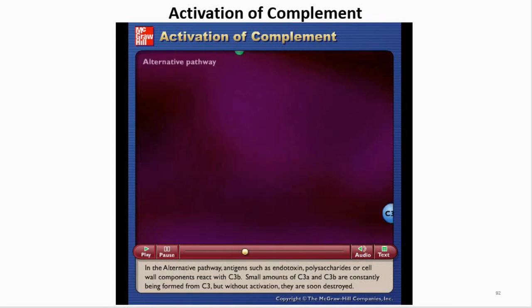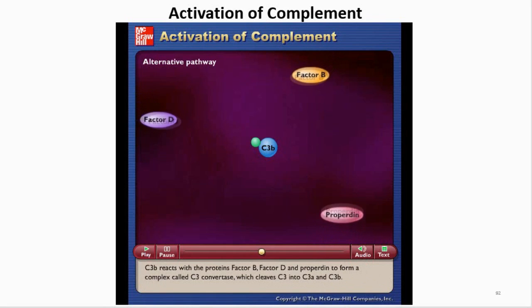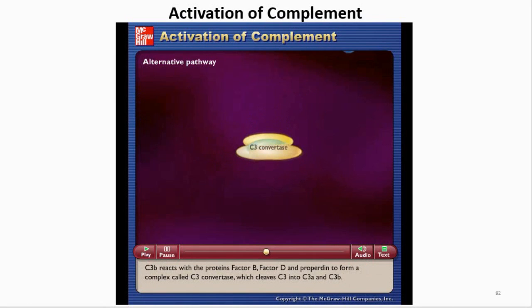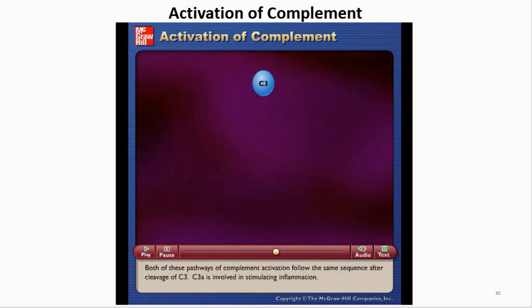In the alternative pathway, antigens such as endotoxin, polysaccharides, or cell wall components react with C3b. Small amounts of C3a and C3b are constantly being formed from C3, but without activation they are soon destroyed. C3b reacts with the proteins factor B, factor D, and properdin to form a complex called C3 convertase, which cleaves C3 into C3a and C3b. Both of these pathways of complement activation follow the same sequence after cleavage of C3.